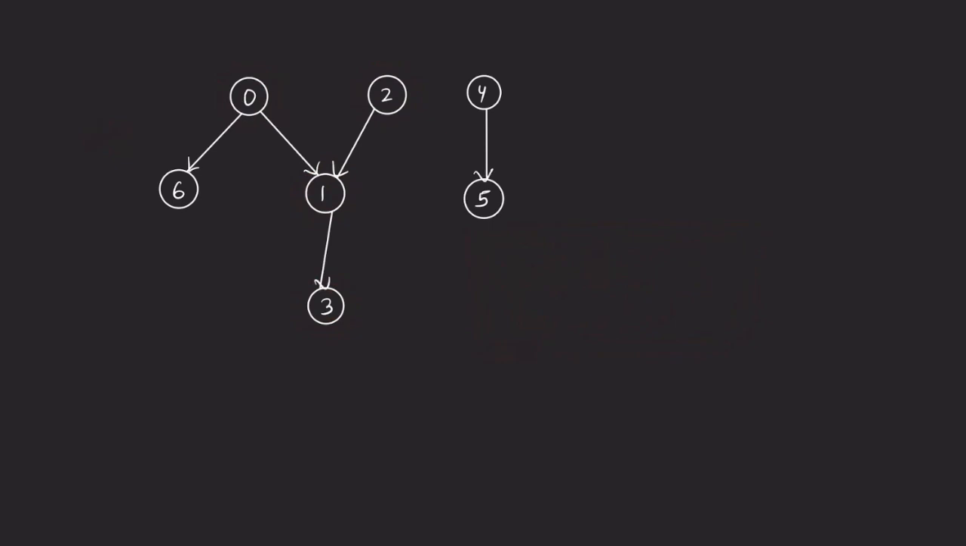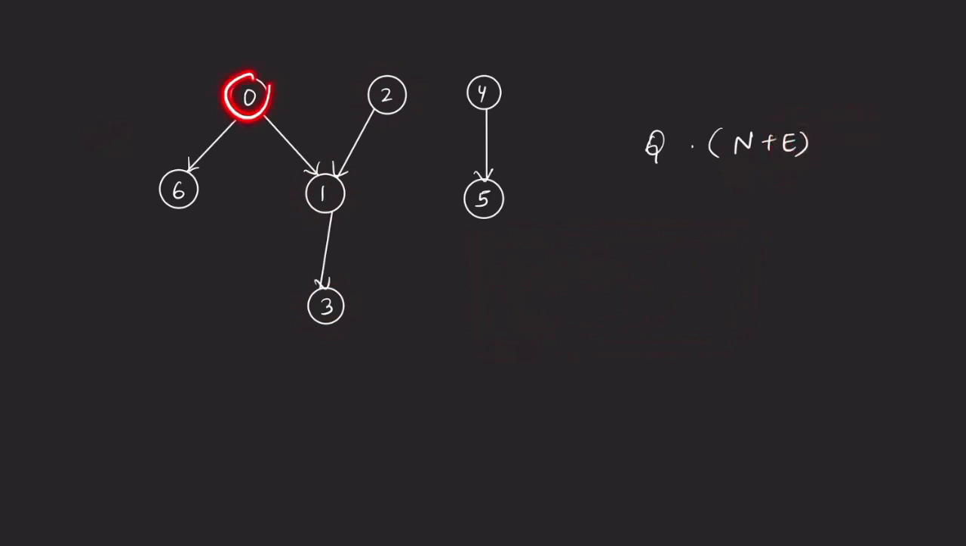So basically, if the total number of queries is Q and you apply BFS, it will take V plus E time, or I should say n plus e time, right? Here n is the number of nodes and e is the number of edges. Now, in the worst case, the number of edges can be n.